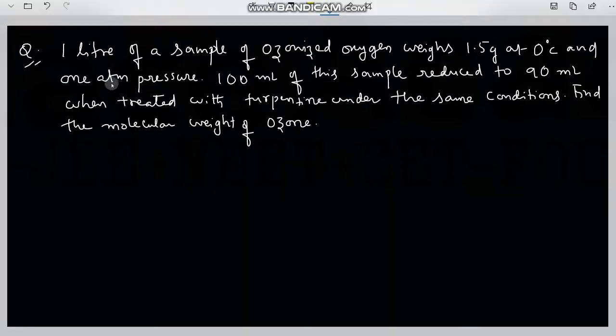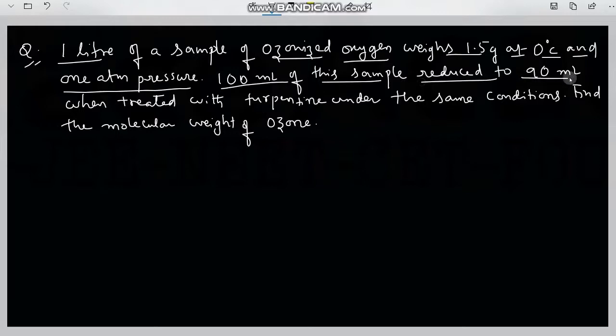Let us see this question. 1 liter of a sample of ozonized oxygen weighs 1.5 grams at 0 degrees Celsius and 1 atm pressure. 100 ml of the sample is reduced to 90 ml when treated with turpentine under the same conditions. Then find the molecular weight of ozone.